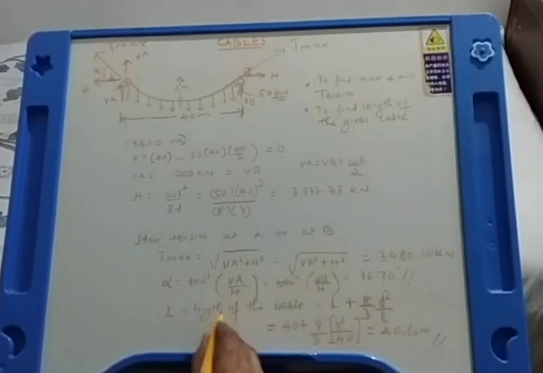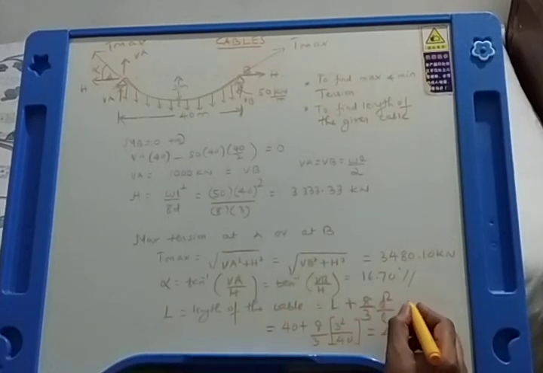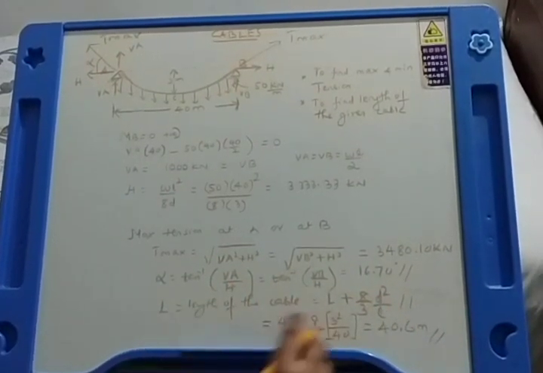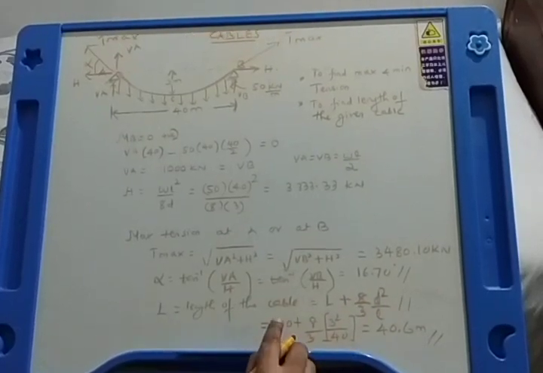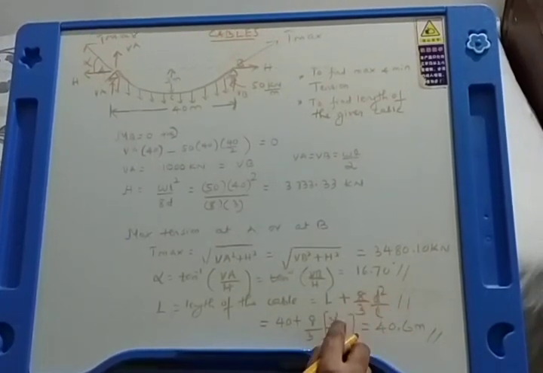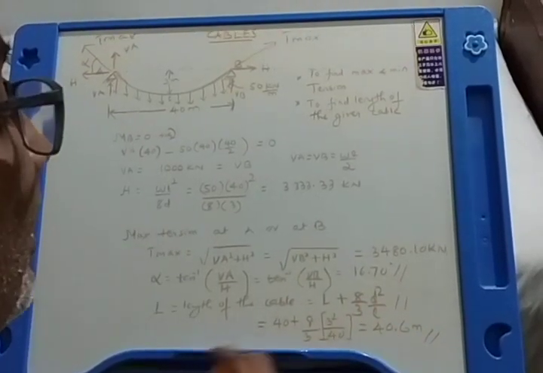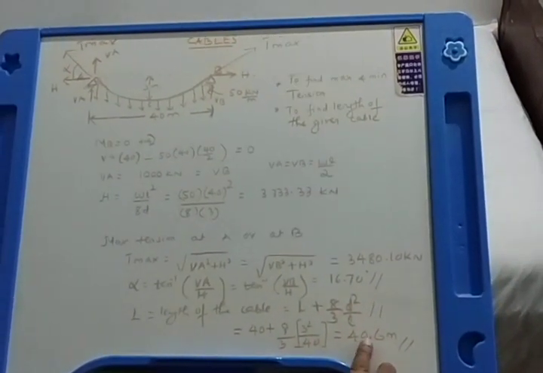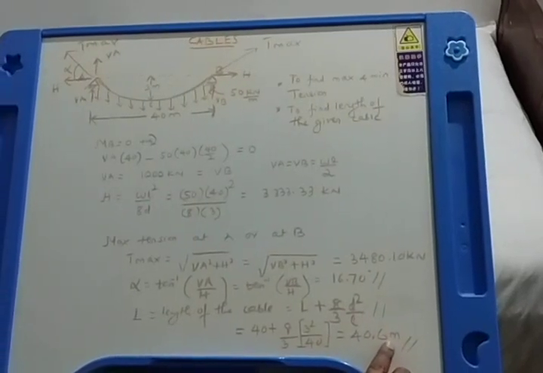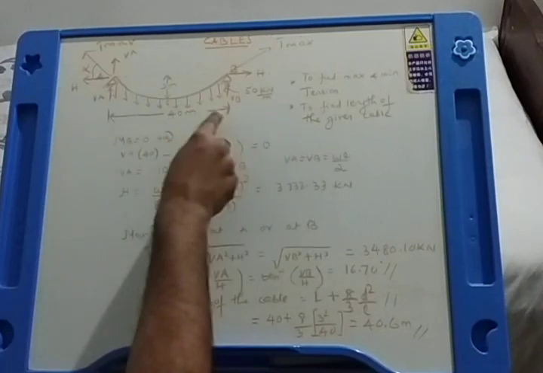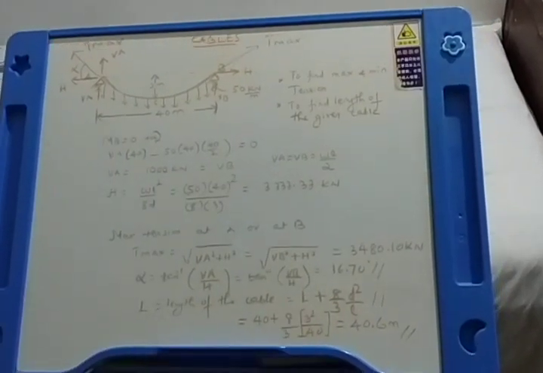Now let us find out the length of the cable. We had seen the formula for the length of the cable in the last class: L plus 8 by 3 D square upon L. Substitute L as 40 and D as 3, so 8 by 3 into 3 square divided by L again 40. The length of the cable is 40.6. You can see there is only 0.6 meter increase as compared to the span of the cable. Span is 40, length is 40.6.